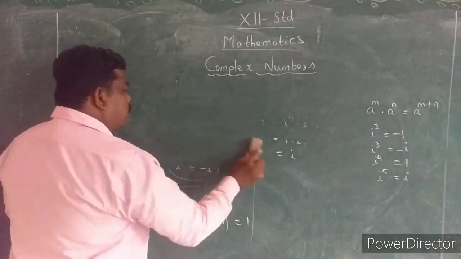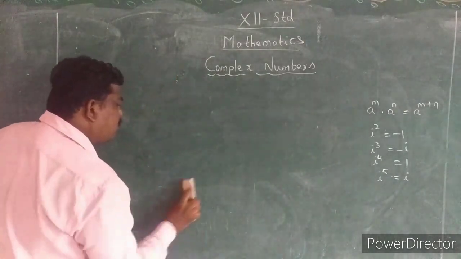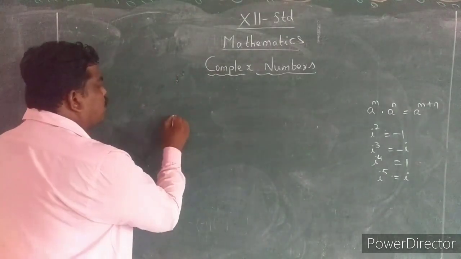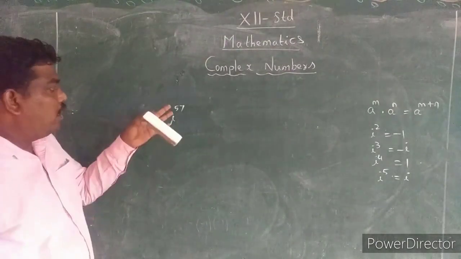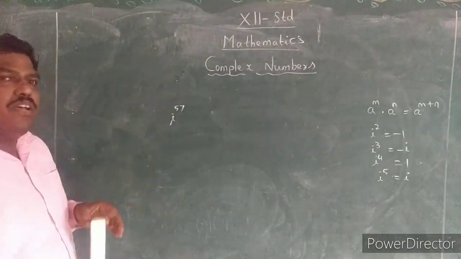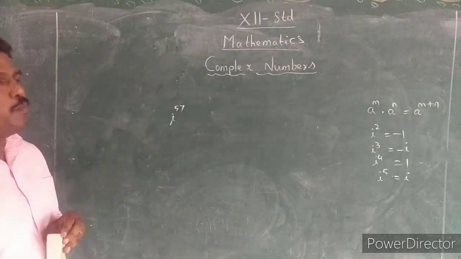Now, let us consider a power more than 10 or 11. I take the power as 57. i power 57, a large power. How can I get this value? How can I simplify this value?